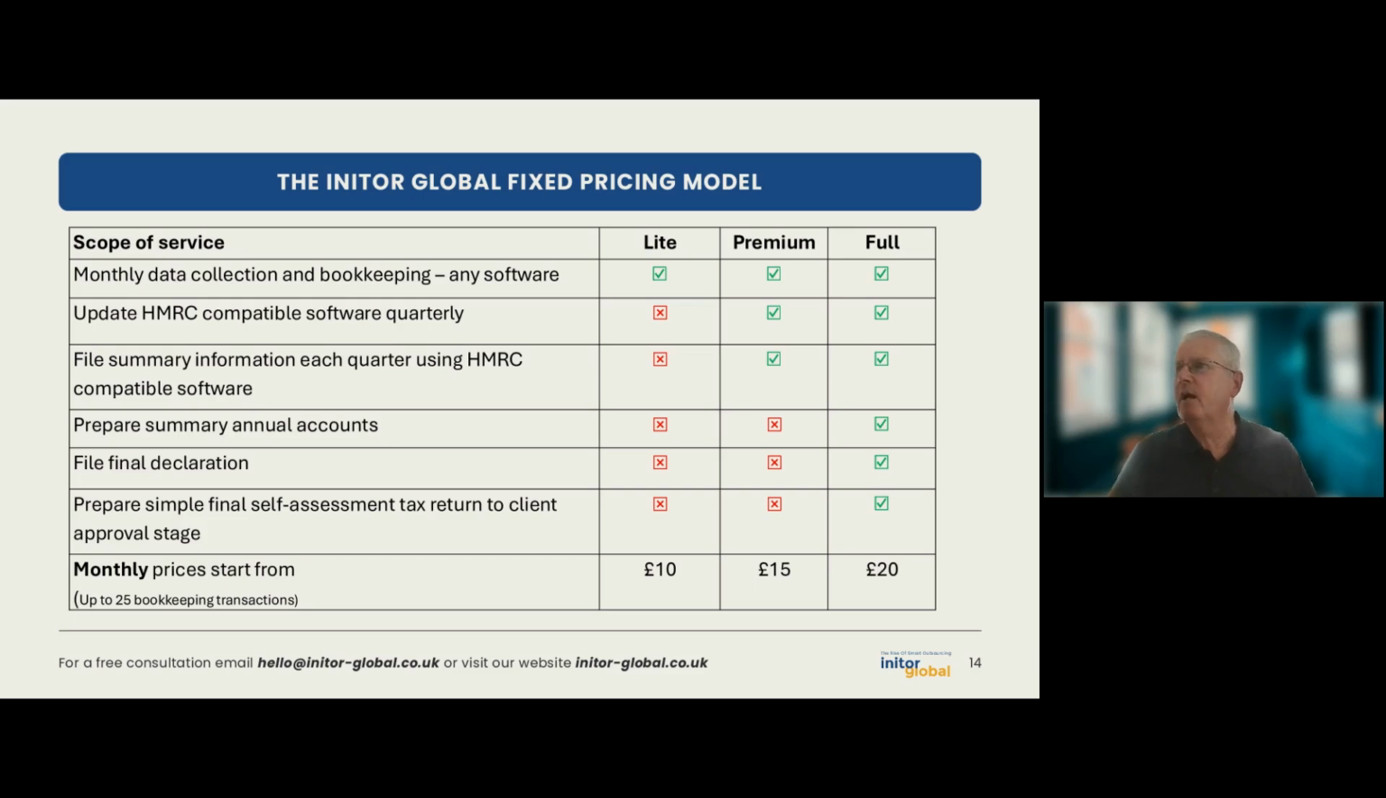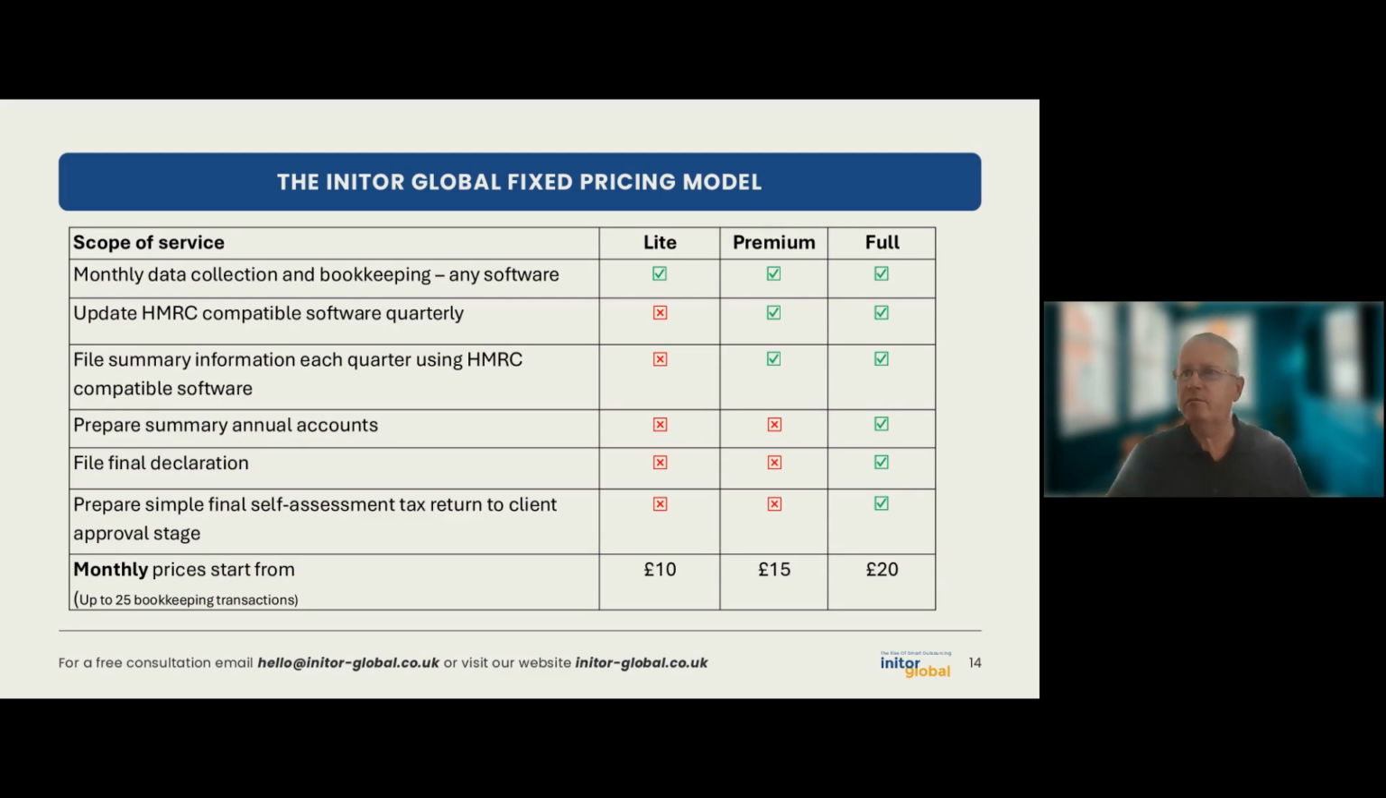So there's no updating of HMRC records within that regime and no sort of impact on filing information towards the end of the year. There's also a premium option where we actually do maintain the HMRC compatible software quarterly, seek client approval if it's needed, and then file that summary information each quarter. So that would take you into the sort of premium service. And of course, we offer a full service as well for those accountants who are pushing their clients down that road. And that takes you all the way from the end-to-end journey from the beginning, the monthly data collection, right through to preparing the final self-assessment return to client approval stage. And those prices are based on the number of bookkeeping transactions every month.